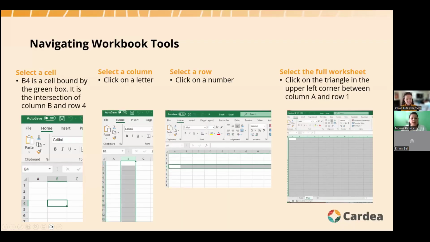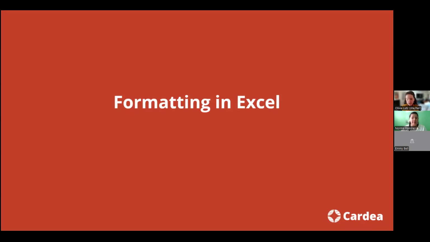Select the entire worksheet, which is going to be clicking on this arrow that's sort of at the intersection of A and 1. It's this little map that's going on the entire worksheet.